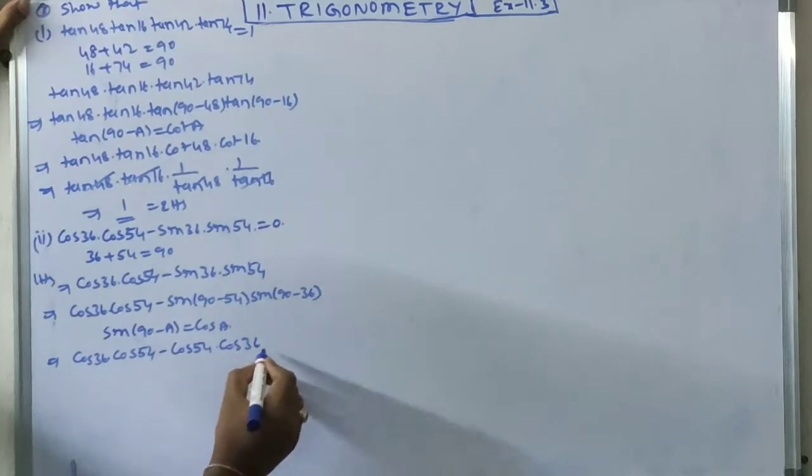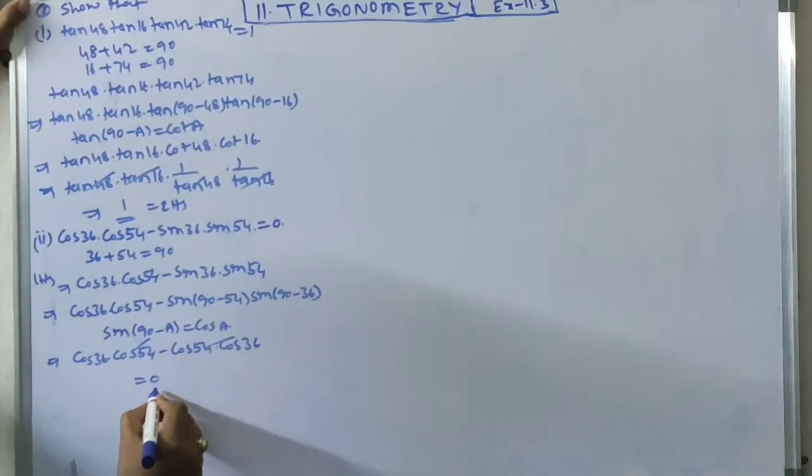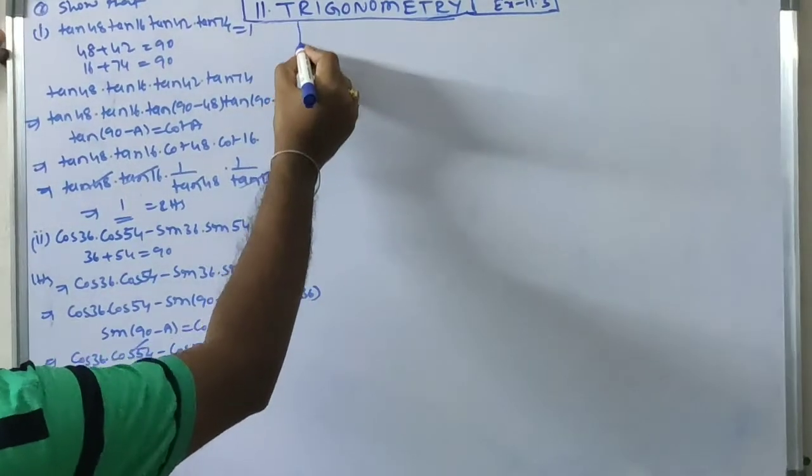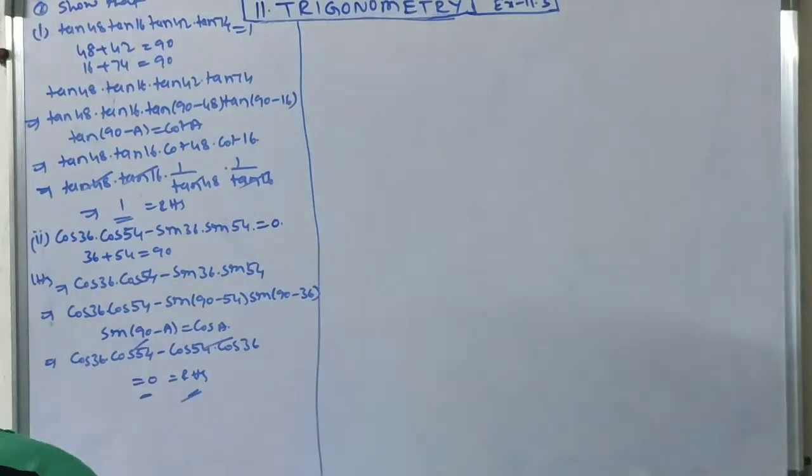If these two are equal, they cancel, and we will get 0, which is equal to the RHS. So this is the required proof. Okay, the next one.